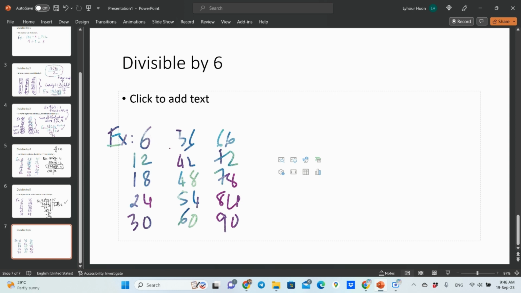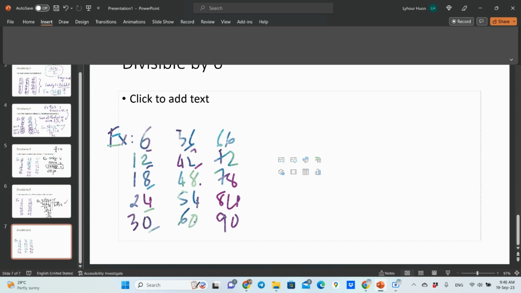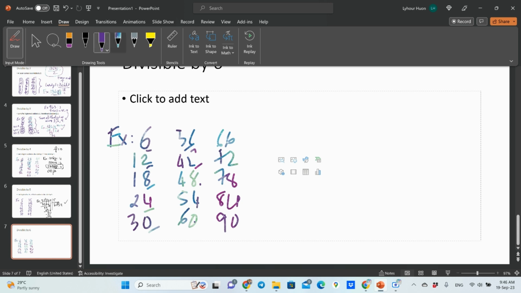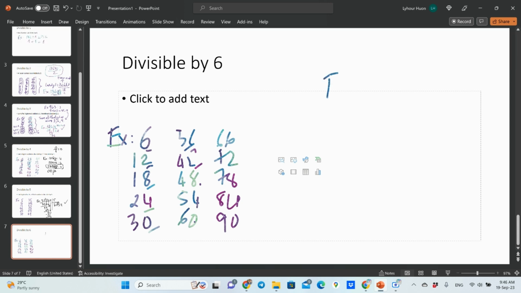They all end with 6, 2, 8, 4, and 0. The pattern repeats: 6, 2, 8, 4, 0. Now we see the pattern, but we still don't believe whether the pattern works or not.